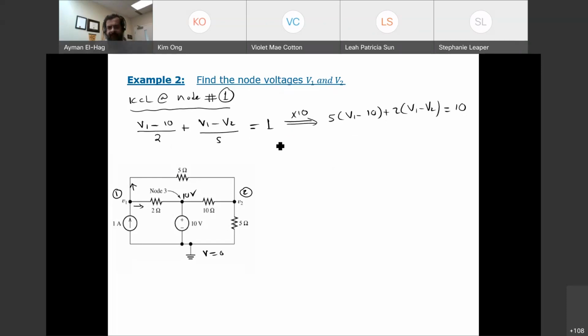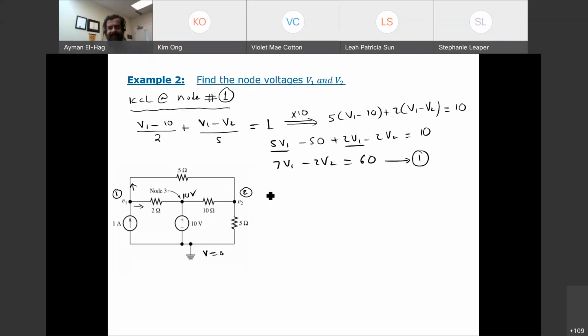Okay, so we have here 5V1 minus 50 plus 2V1 minus 2V2 equal to 10. So 5V1 plus 2V1 is 7V1 minus 2V2. Take the 50 to the other side, and this is equal to 60. And this is my first equation. It's in a nicer form now, and I can use it later on to solve for V1 and V2, which are the ones that we need to find in this question.